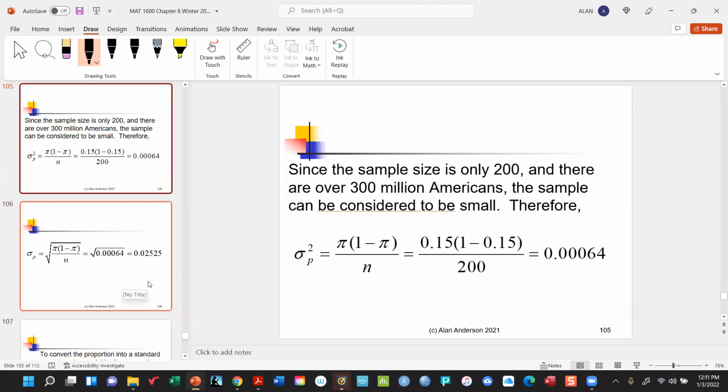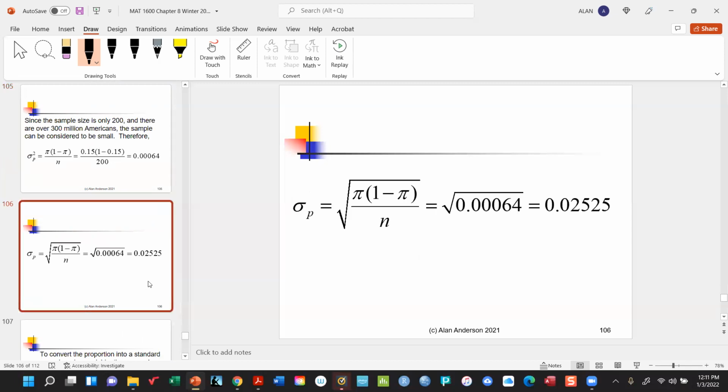So how much is that? If you take the square root of 0.0064, you'll get approximately 0.02525, about 2.5%.